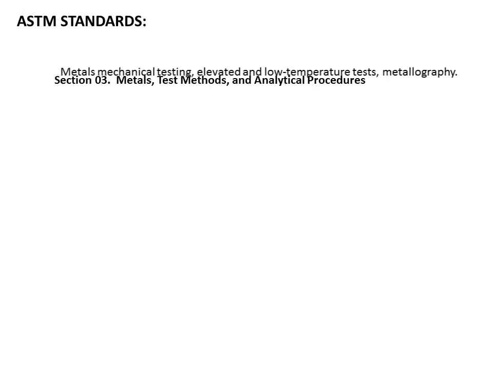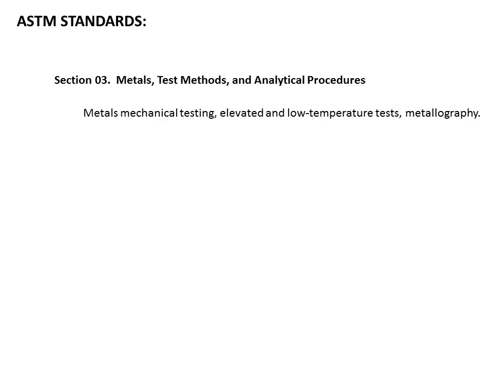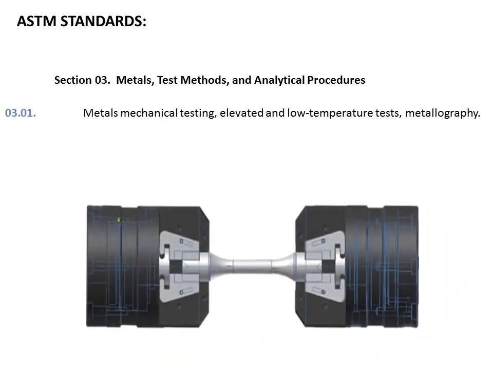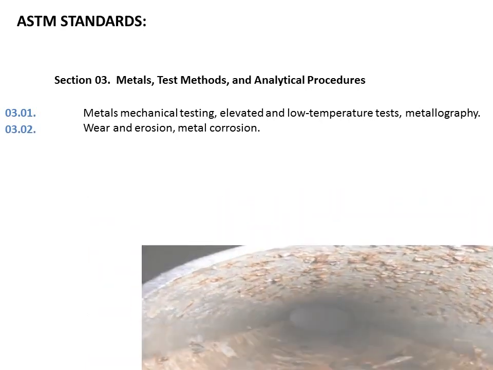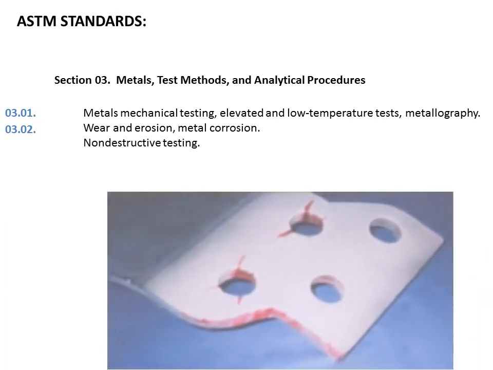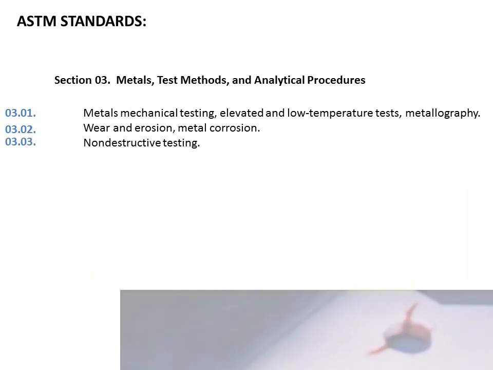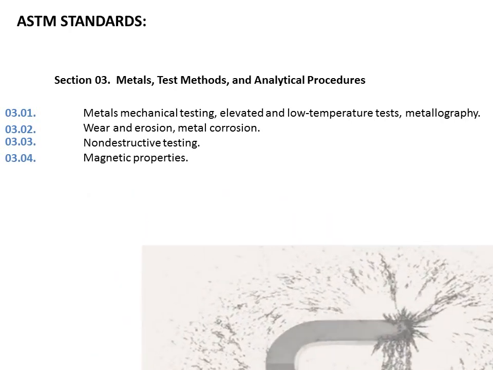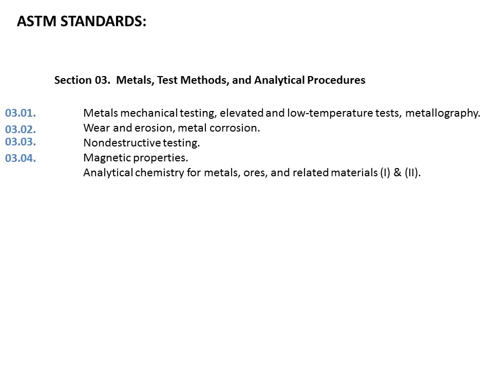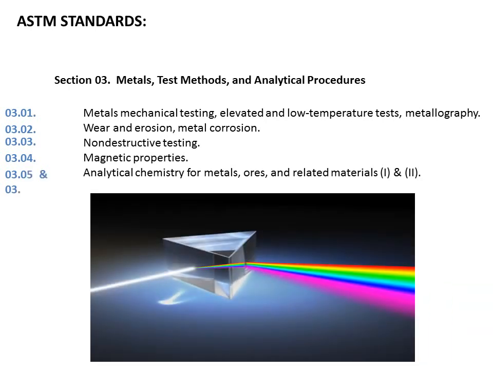Next, coming to section 3, devoted to metals, test methods, and analytical procedures. For metals mechanical testing, elevated and low temperature tests, and metallography, we have volume 3.01. For wear and erosion and metal corrosion, we have volume 3.02. For non-destructive testing, we have volume 3.03. For illustrating the magnetic properties, we have volume 3.04. Analytical chemistry for metals, ores and related materials is there in volumes 3.05 and 3.06.